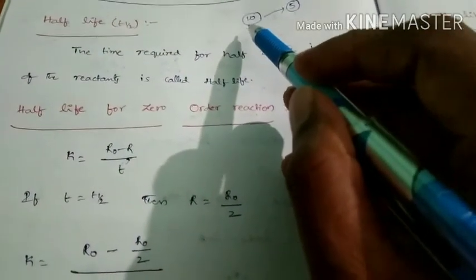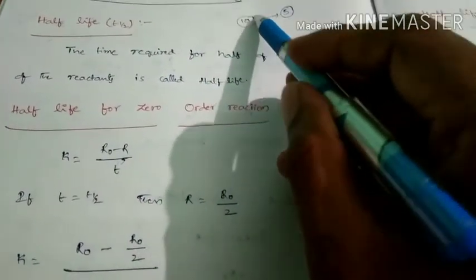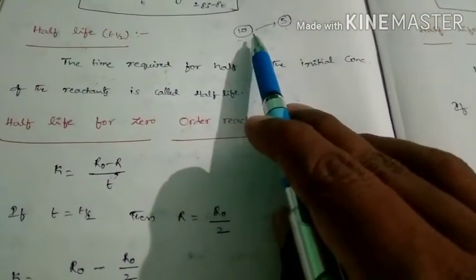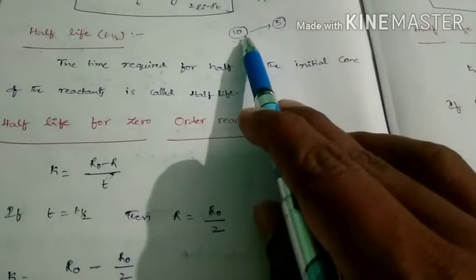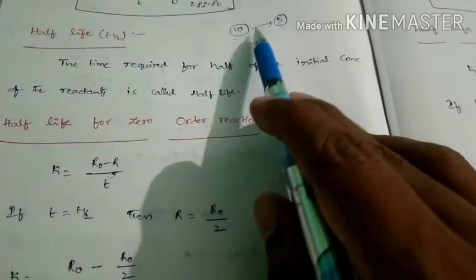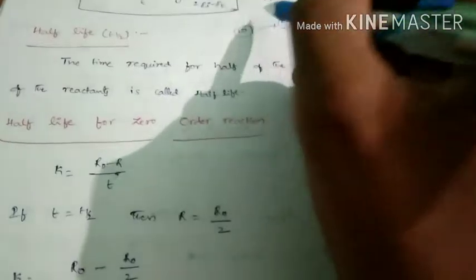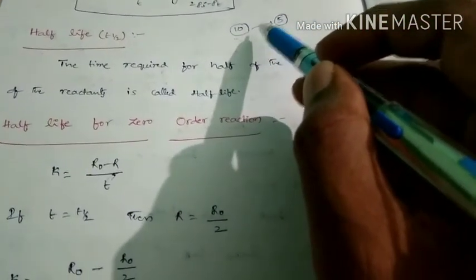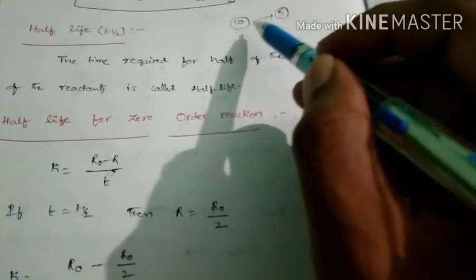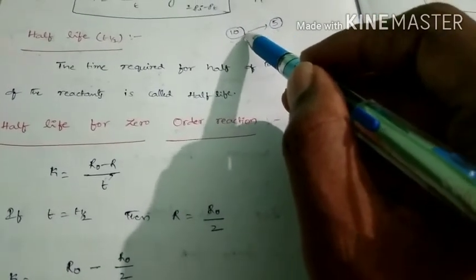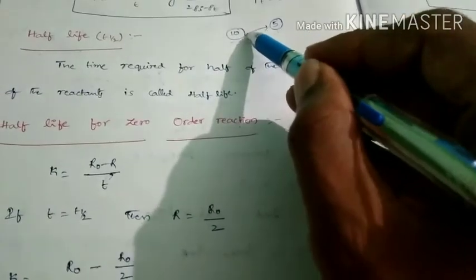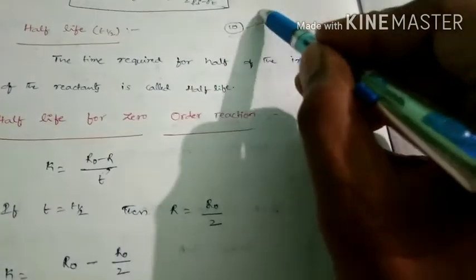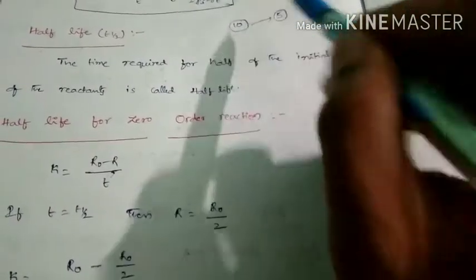let us assume the concentration of reactants before starting the reaction is 10, that means 10 moles per liter. It gradually decreases. Suppose after 20 minutes from the start of the reaction, its concentration becomes 5, that means 5 moles per liter, then that 20 minutes time is called the half-life of that reaction.